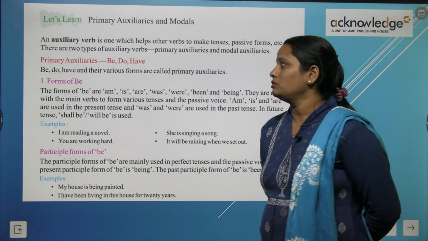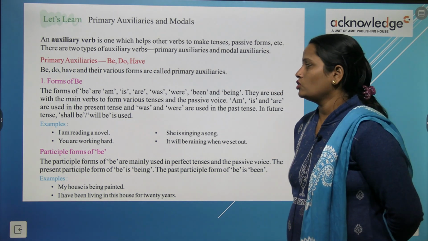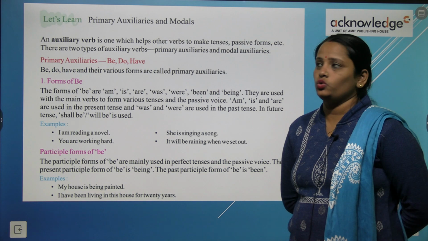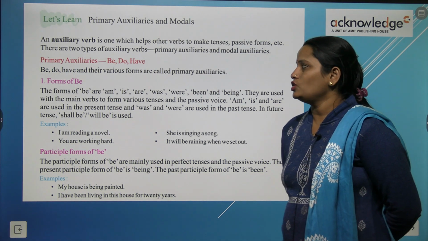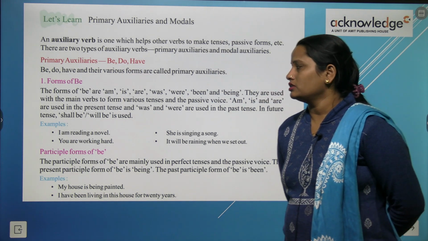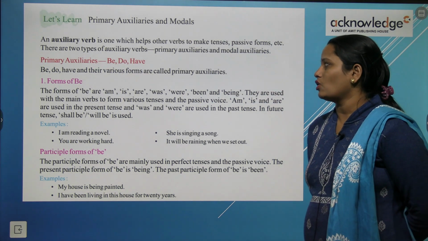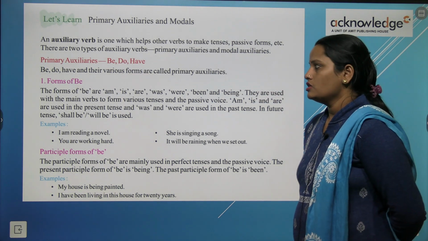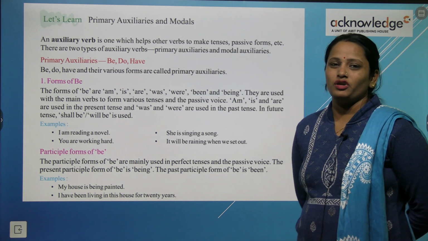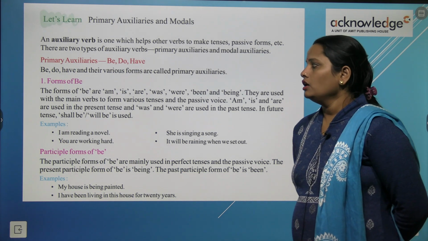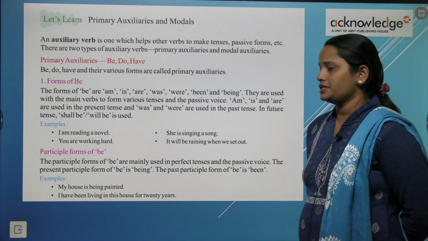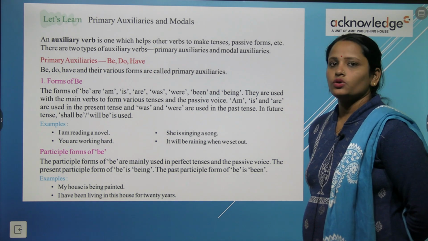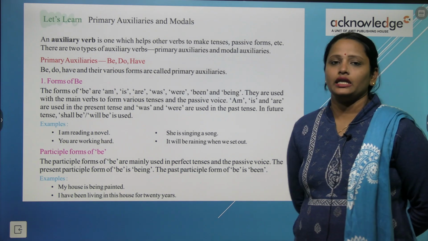Let's learn about primary auxiliaries. So they are be, do, have. तो ये तीन primary auxiliaries हैं. Be, do, have and their various forms are called primary auxiliaries. So first is be form. Be form क्या होता है? The forms of be are am, is, are, was, were, been and being.